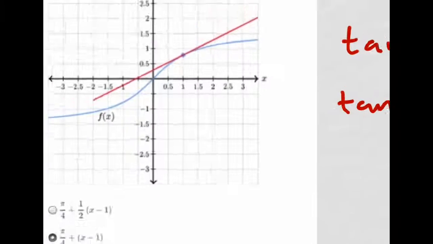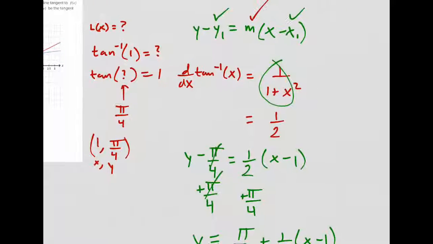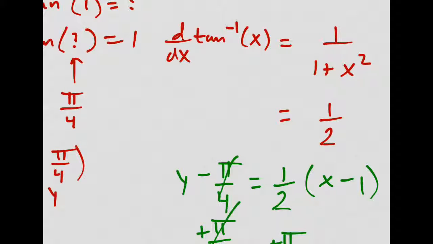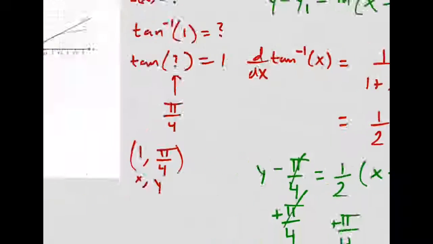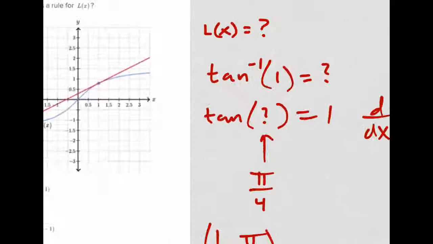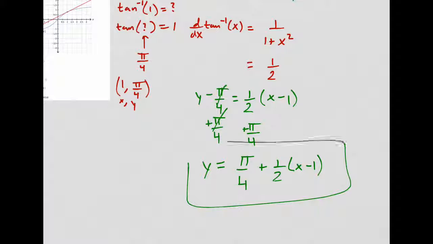I took the derivative to get this, and then I plugged in 1. So this is the derivative evaluated at 1. That's the slope of that line, because the derivative is the slope of the tangent line. So I plugged in 1, got 1/2, and then plugged it all into my point slope formula to get my answer. Hopefully that makes sense.